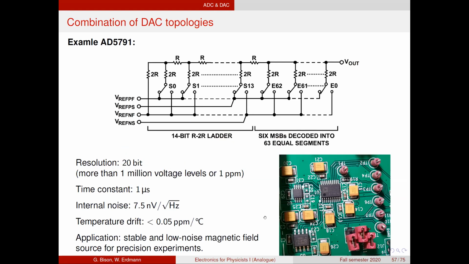So this means more than 1 million voltage levels, or 1 part per million resolution. You can choose those values 1 million times per second. So you have a time constant of a microsecond. And the internal noise is something like 7.5 nanovolts per root hertz. And what is special about this DAC is that it has a very small temperature drift. So it changes its value only by 0.05 ppm if you change the temperature by 1 degree. So this is stable and low noise, and we use this to generate magnetic fields in our precision experiments.